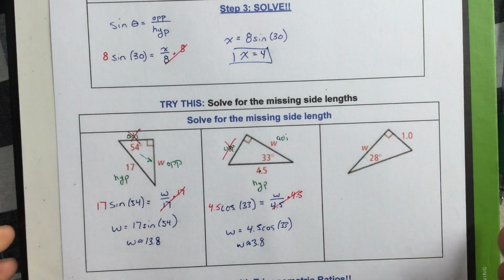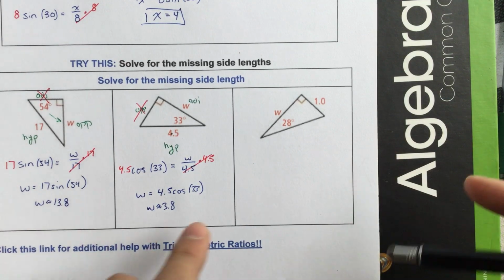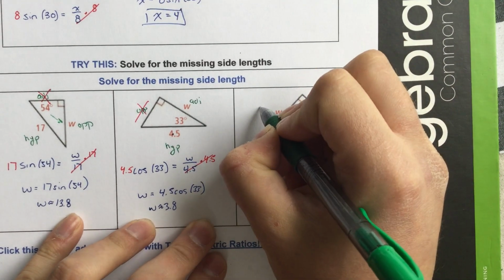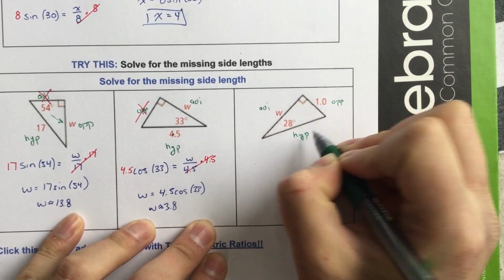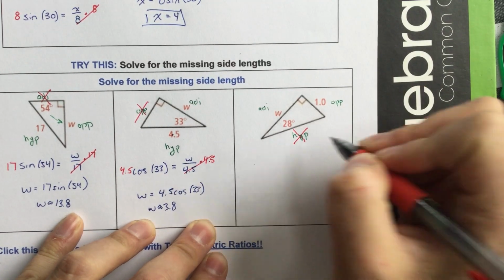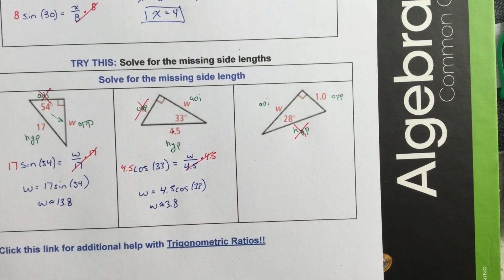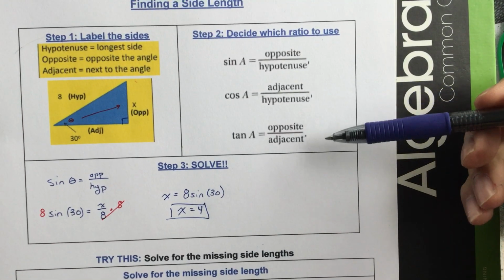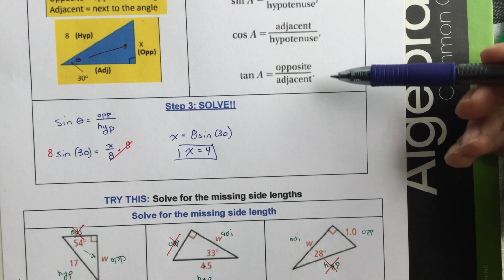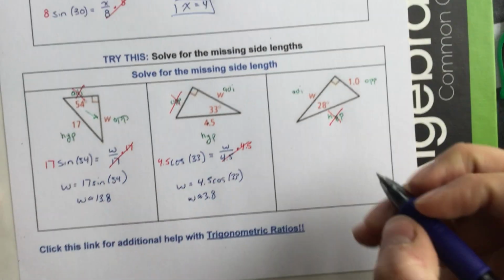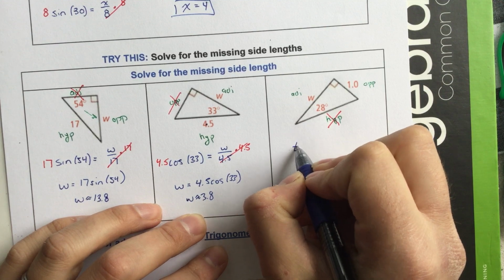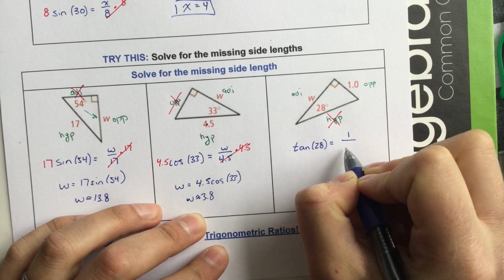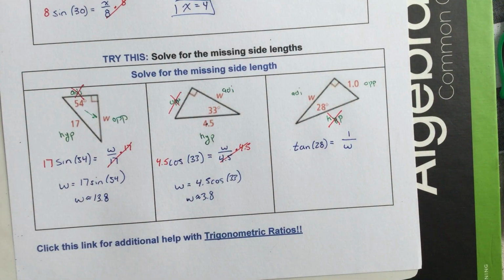One more example, and this one's a little more challenging. I'm going to write this out, again, labeling. Here's our opposite, here's our adjacent, here's our hypotenuse. You can see I'm not going to use the hypotenuse. There's nothing written there for finding the missing side length. So which trig ratio would you use? Well, which trig ratio is opposite and adjacent? That looks like tangent. The tangent of 28 equals 1 over W, the adjacent.